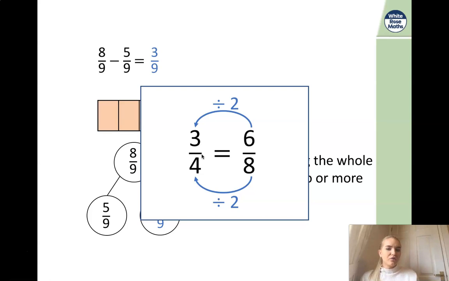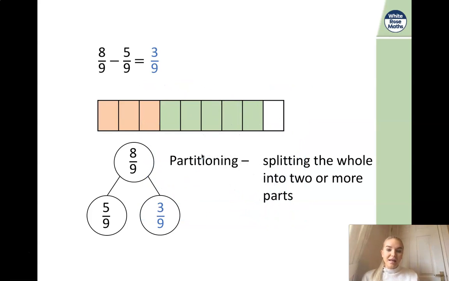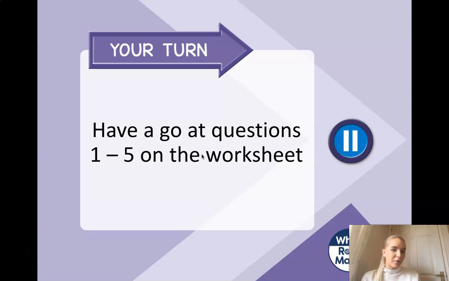Now, if we think of the numbers 3 and 9, what number divides into them both? Can we divide 3 by 2? No, we can't, can we? Can we divide 3 by 3? Yes, we can. 3 divided by 3 is 1, and 9 divided by 3 is 3. So 3/9 is equivalent to 1/3. Well done if you got that one.